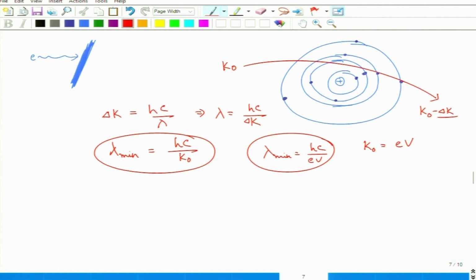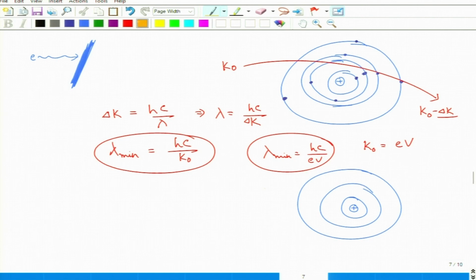So after one collision, let's say there is another atom. There are millions of atoms, right? So after one collision, it goes into another collision with another atom. In that case, it enters with k0 minus del k kinetic energy, and it leaves with k0 minus del k minus, let's say, del k prime. So del k prime, this amount of energy will convert into the X-ray photon, so lambda will be hc by del k prime.